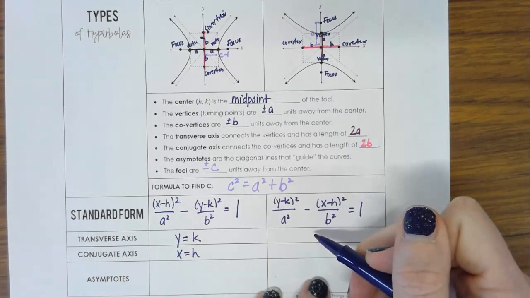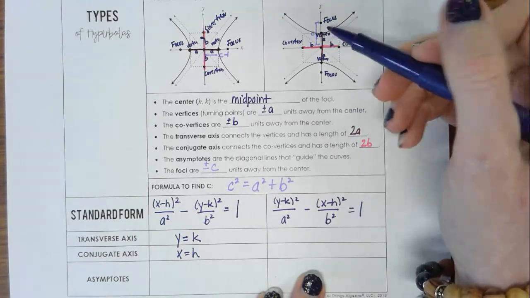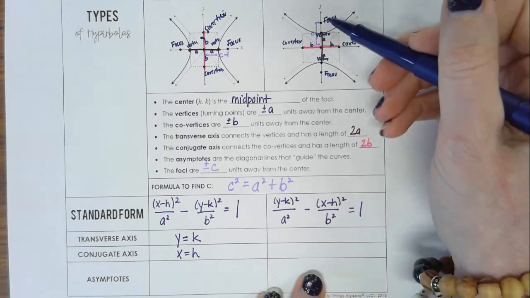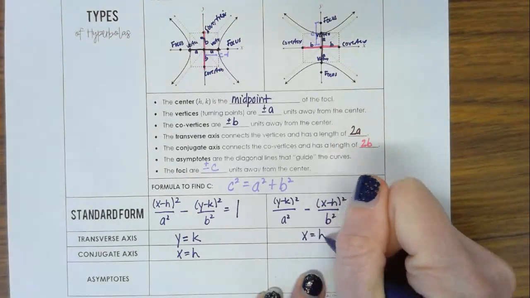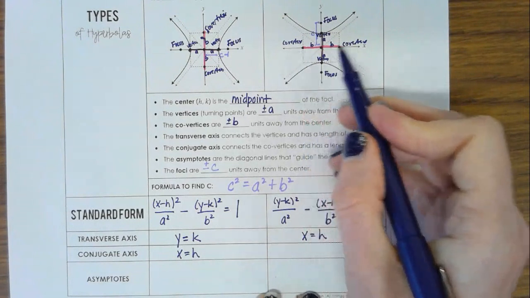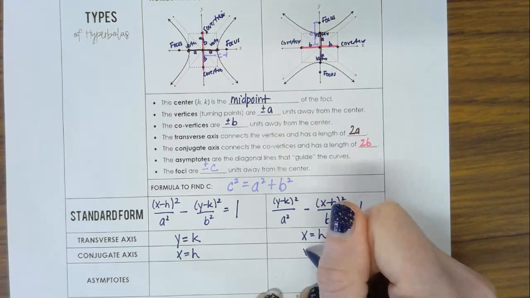If we flip it around right here, my transverse axis is now going up and down. So it's going to be a vertical line, at x equals h. And my conjugate axis would be perpendicular to that, and that would be the horizontal line at y equals k.